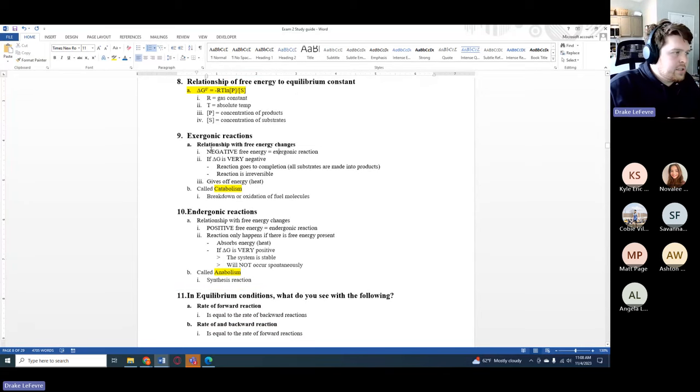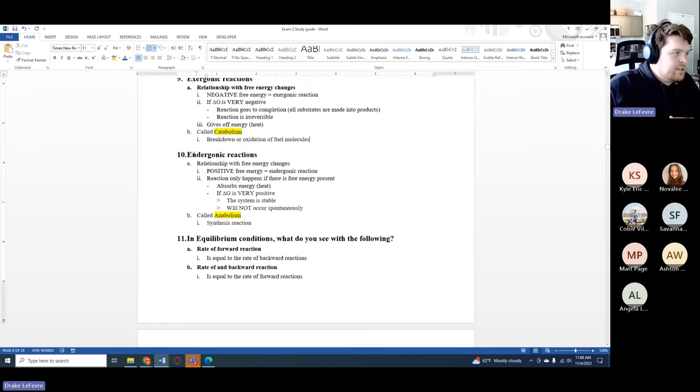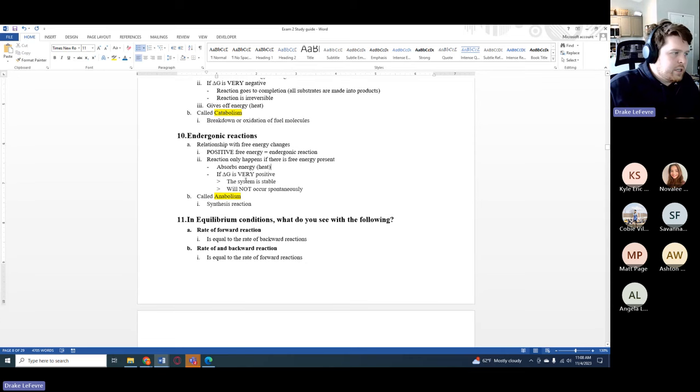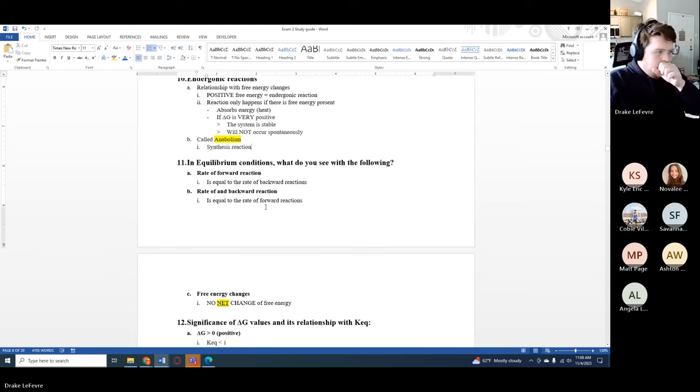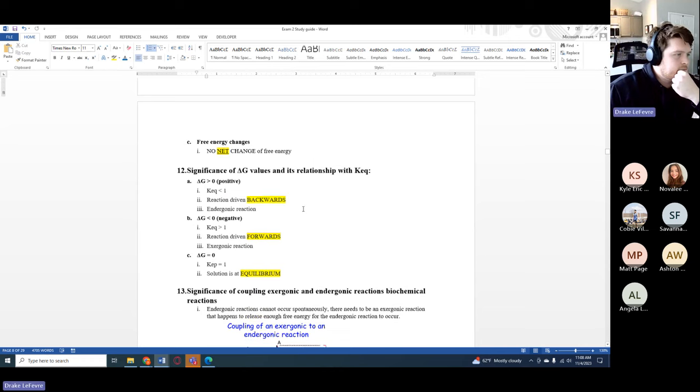Our exergonic reactions have negative free energy. It's catabolism, or the breakdown of molecules. And we already kind of talked about this. Endergonic is positive free energy, that positive delta G. Those will not occur spontaneously, and that is anabolism, a synthesis reaction.